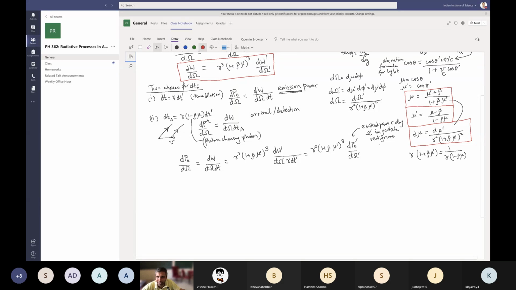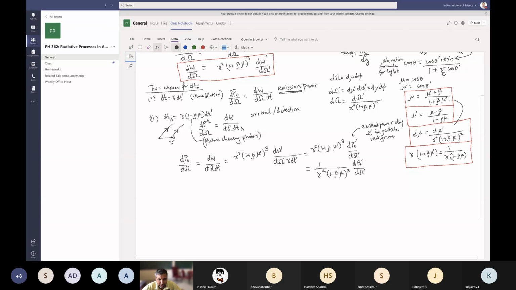This is another useful identity. All these can actually be obtained from the first expression and the second expression. If you just manipulate this a little bit, you'll get this. Using that, we get 1 plus beta mu prime is equal to 1 by gamma squared (1 minus beta mu). So this becomes 1 by gamma to the 4, (1 minus beta mu) cubed, dPe prime by d omega prime.